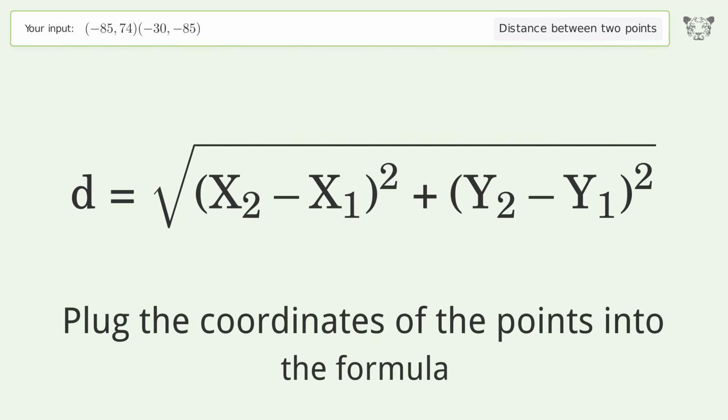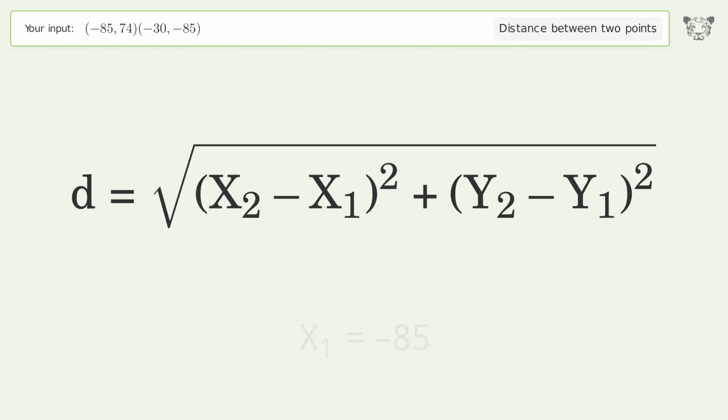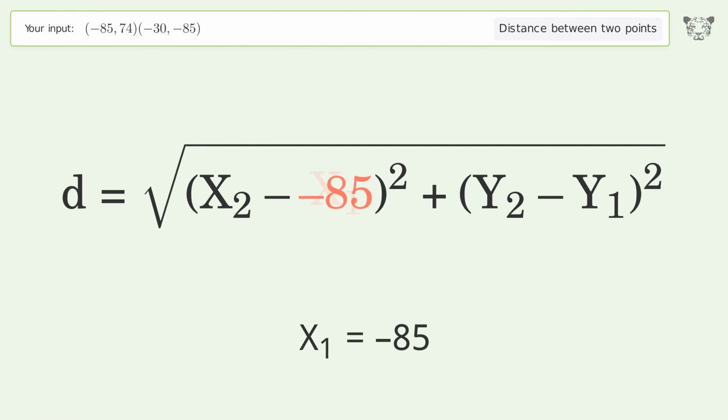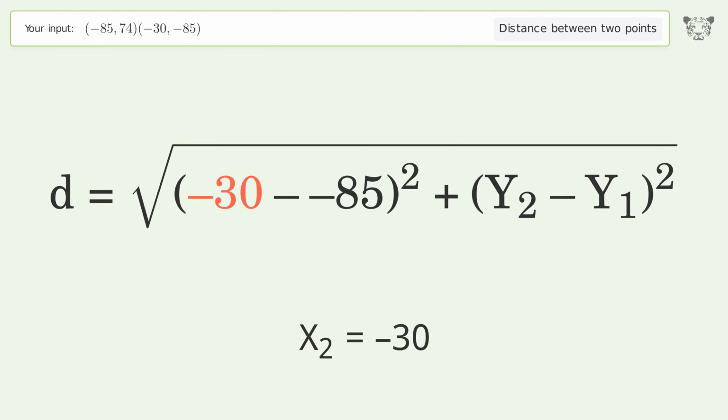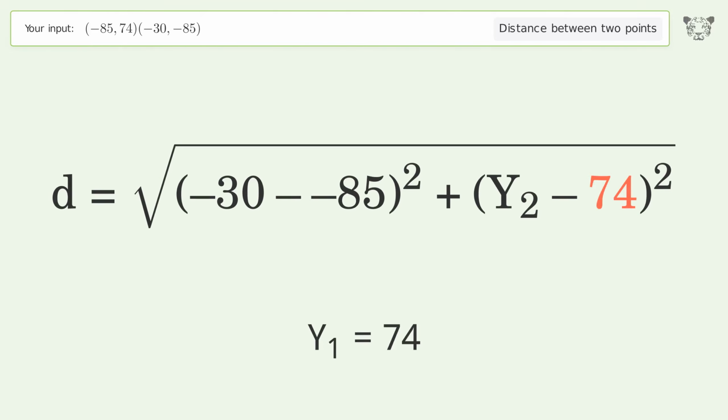Plug the coordinates of the points into the formula. x1 equals -85. x2 equals -30. y1 equals 74. y2 equals -85.